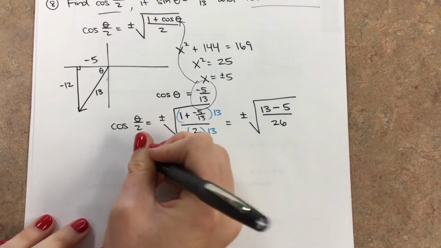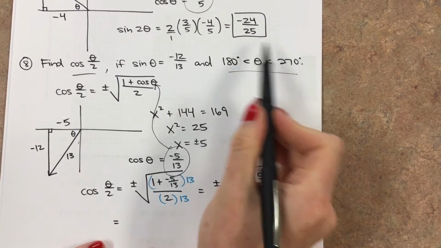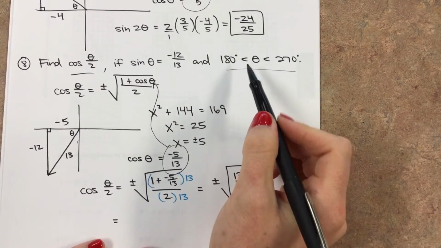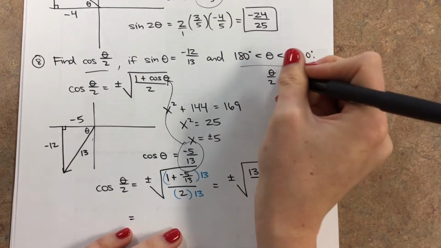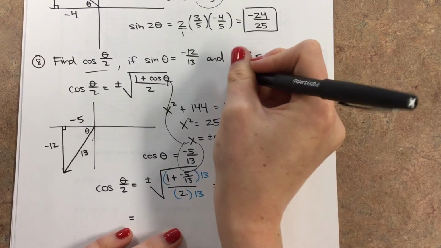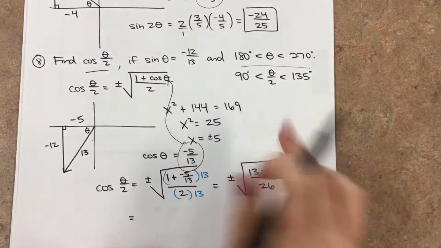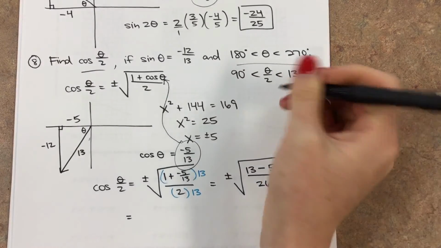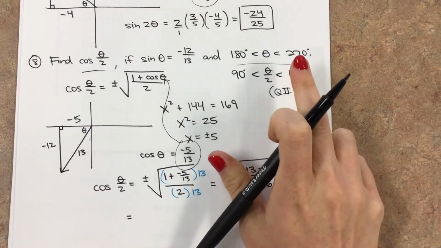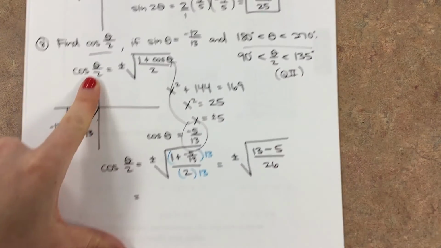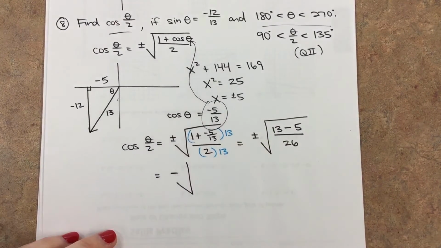Okay, almost done. So let's talk about the plus or minus. So back up to my angle. If my original angle is somewhere between 180 and 270, I can figure out what my half angle would be. So just cut these both in half. Half of 180 is 90. Half of 270 is 135. So if my angle is somewhere in this range, this is in the second quadrant. Okay, so if my angle is in the second quadrant, cosine actually comes back negative. So I definitely want my answer to be negative.